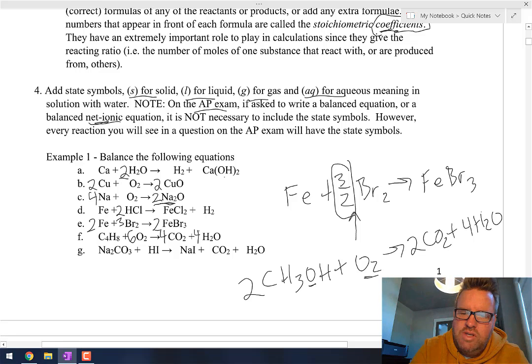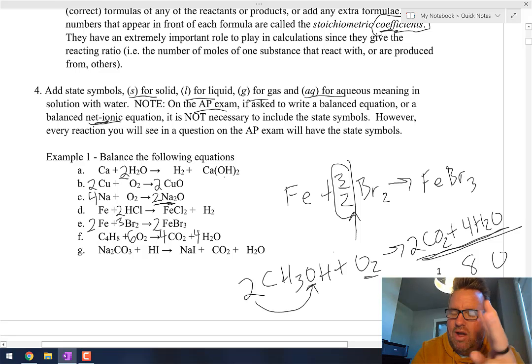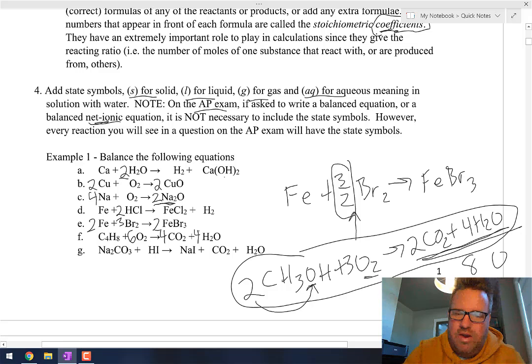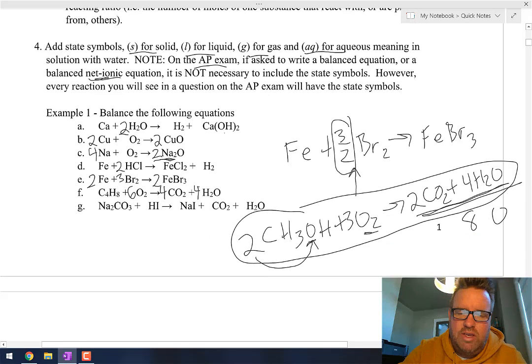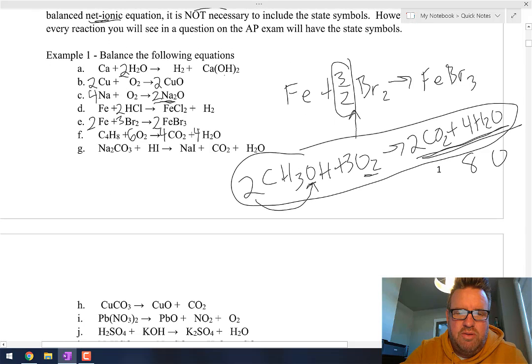H2Os. And what that does is, how many oxygens do I have all total on this side? 2 times 2 is 4 plus another 4. I have 8 oxygens over here. Over here I have 2 from there. And now I need 6 more, so I need 3 O2s. Okay, that's about as tricky as it gets if they ask you to balance. And I'll show you some examples in a minute of real questions.